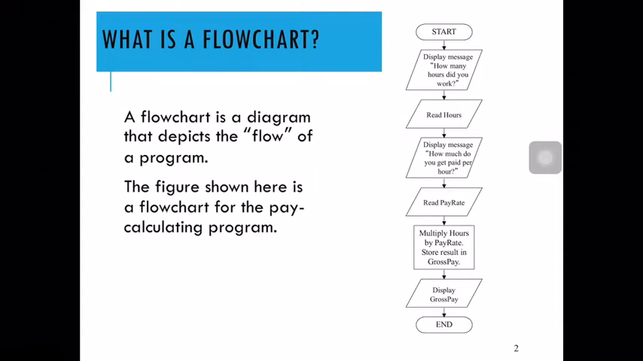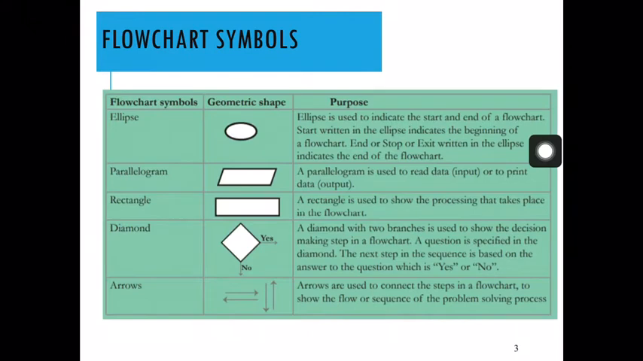So flowcharts are usually used for programming or for software systems, and it can also be used for hardware systems. So the flowchart symbols, there are several symbols. The first is the ellipse. The ellipse shape shows the start and end of a flowchart, and it is used to indicate the beginning or the end of the flowchart.